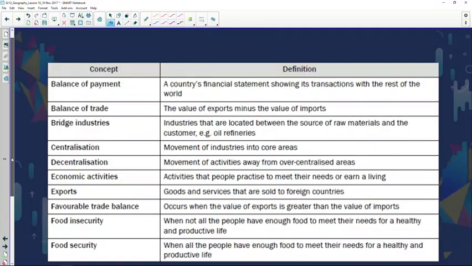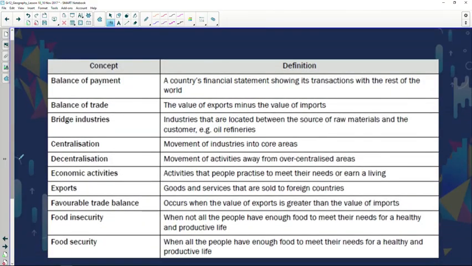If you look at the balance of trade, very importantly, it's the value of exports minus the value of imports. It's very important, every single country strives to have a positive balance of trade. So what is a positive balance of trade? Basically, for a country to be well developed and economically very strong, you want to export more than you import. So we want to sell more products than we buy from other countries. So that makes a very good balance of trade.